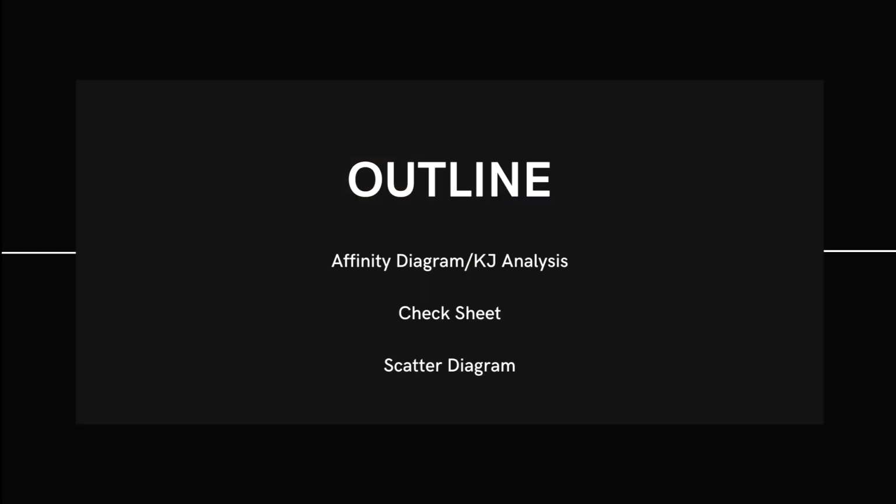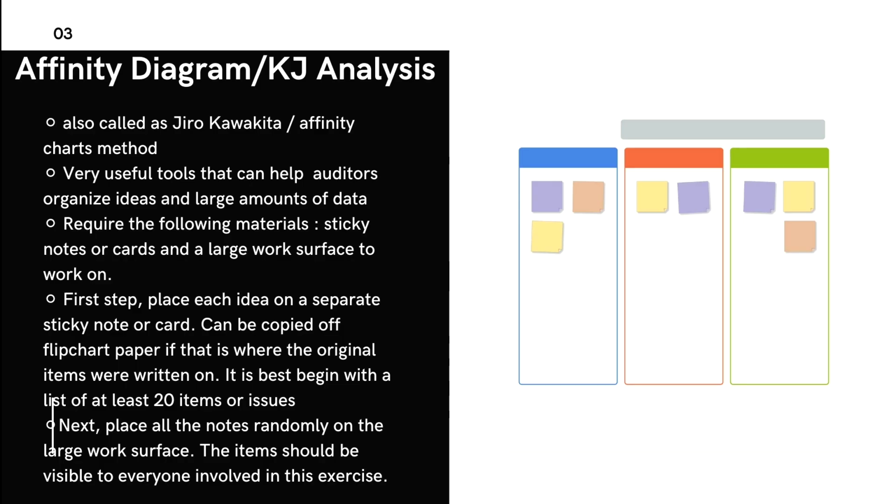The outline is affinity diagram, KJ analysis, check sheets, and scatter diagram. Affinity diagram, also called affinity charts or the Jiro Kawakita or KJ method. It is a very useful tool that can help auditors organize ideas and large amounts of data.